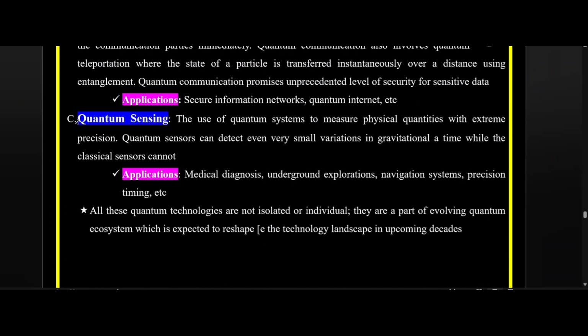And moving to quantum sensing, the use of quantum systems to measure physical quantities with extreme precision. Quantum sensors can detect even very small variations in gravitational fields, while classical sensors fail to detect those variations. So it has applications in medical diagnosis, underground explorations, navigation systems, precision timings, etc. All these quantum technologies are not isolated or individual. They are a part of an evolving quantum ecosystem, which is expected to reshape the technological landscape in upcoming decades.